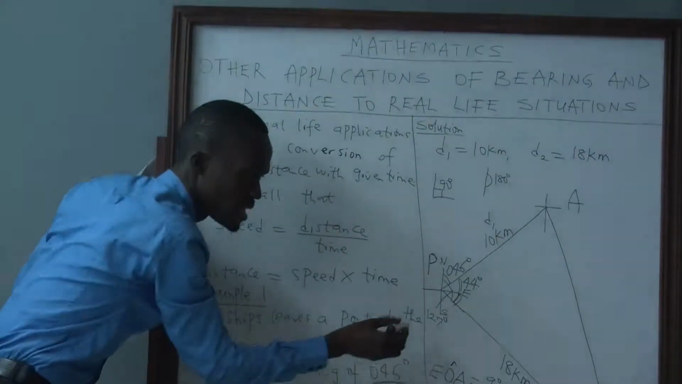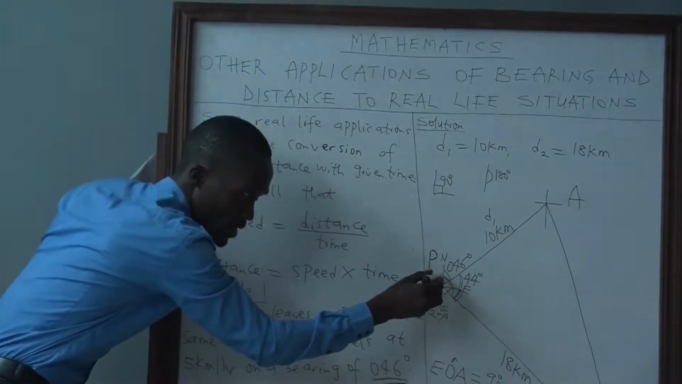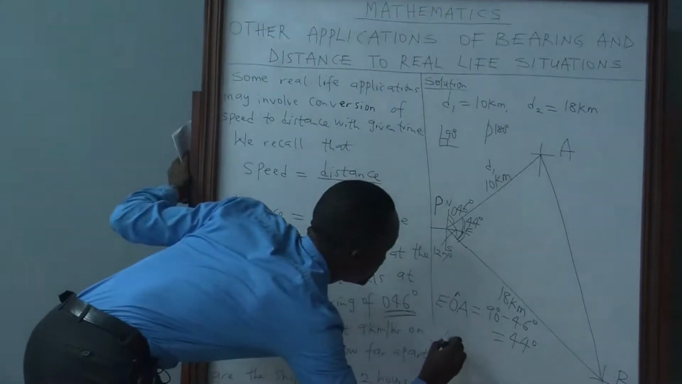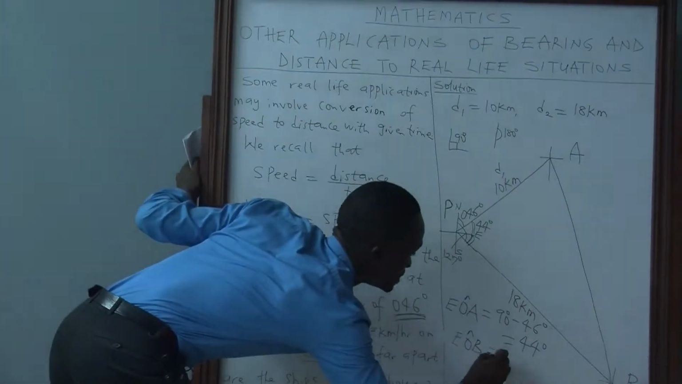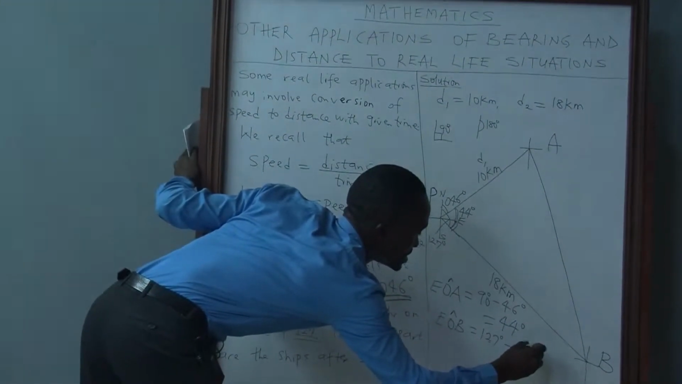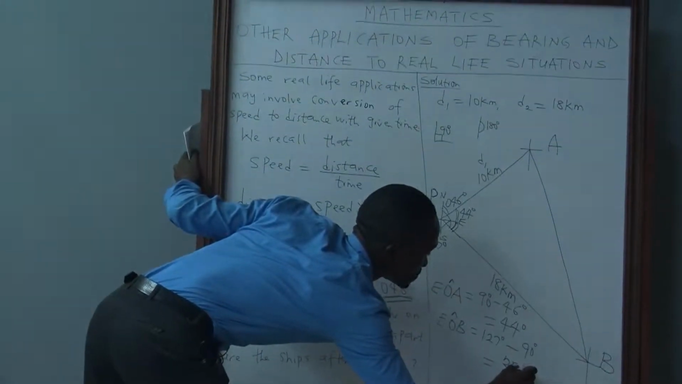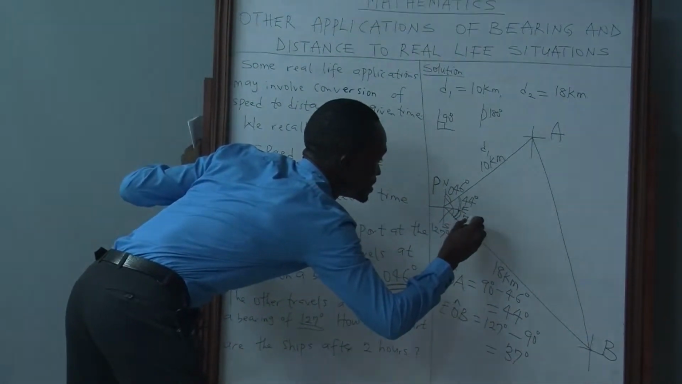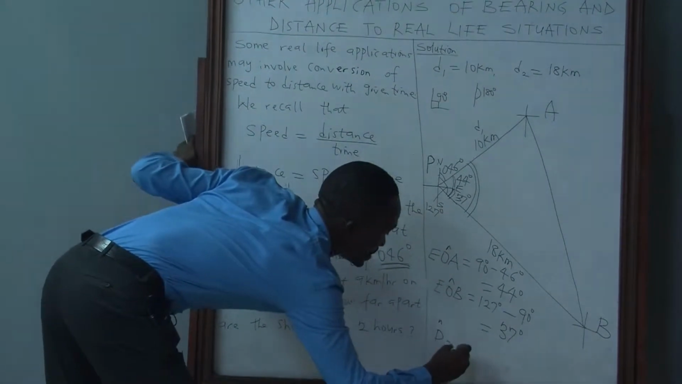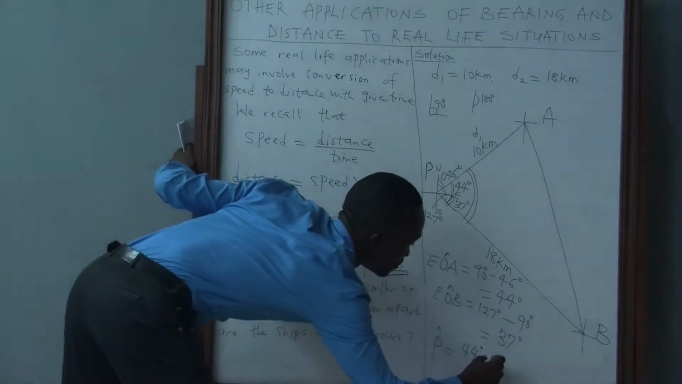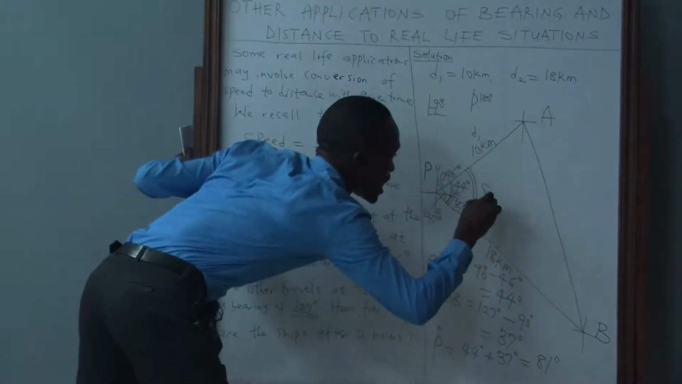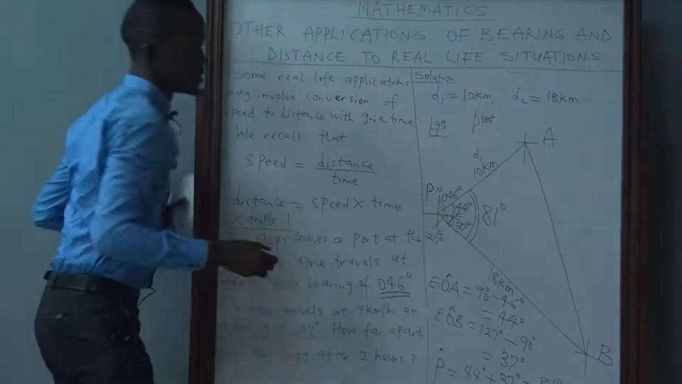And the angle here will be obtained by deducting from the bearing of the second shape, which is 127. So we have EOB is 127 degree minus 90 degree, and that is 37 degree. So this one is 37 degree, and we have angle P from there is equal to 44 degree plus 37 degree, which is 81 degree. So the whole angle here is 81 degree.